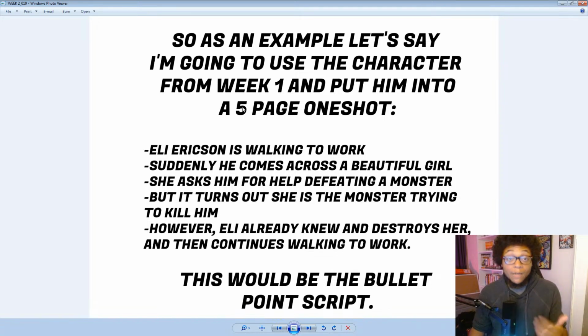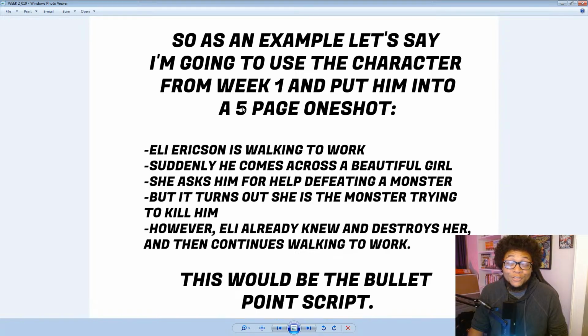This would be what I would do if I was going to lay out an entire thumbnail one-shot. So Eli Erickson is walking to work. Suddenly he comes across a beautiful girl. She asks him for help defeating a monster, but it turns out she is the monster trying to kill him. However, Eli already knew and destroys her and then continues walking to work. So that's the entire one-shot, 5 pages.